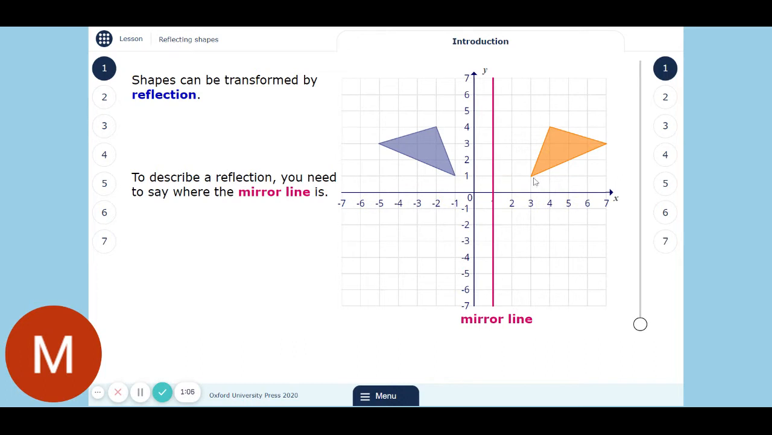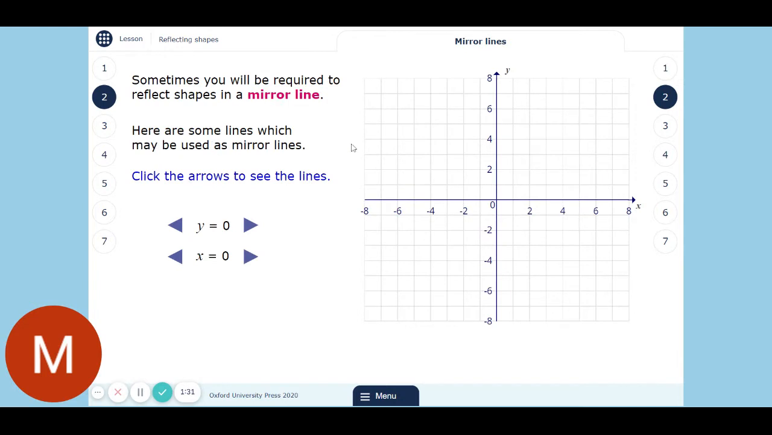So here we've got a shape which is 2 squares away on this side, so it's 2 squares away on this side. It's 3 squares away on this side, so it's 3 squares away on this side. And if you look at this one, it's 1, 2, 3, 4, 5, 6 squares away on this side and 6 squares away on this side. So everything is the same distance from the mirror line. We've got to know, like I said, the equation of the mirror line. So let's just have a look at some mirror lines and investigate them.